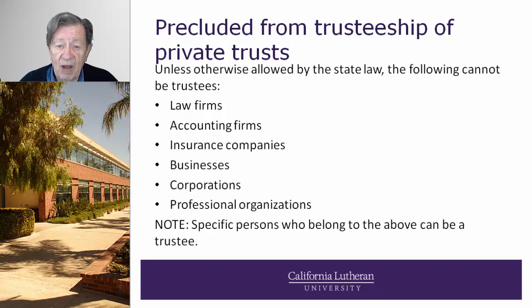Precluded from trusteeship of a private trust: law firms cannot be trustees. Accounting firms, insurance companies, businesses, corporations, professional organizations. It must be an individual who's a trustee on the trust, or a trust company could be a trustee, but not a firm. So it could be your lawyer, it could be your accountant, it could be your financial planner, it could be really anyone, as long as it's not an organization. Again, the exception is trust companies and bank trust departments. They can hold that title.